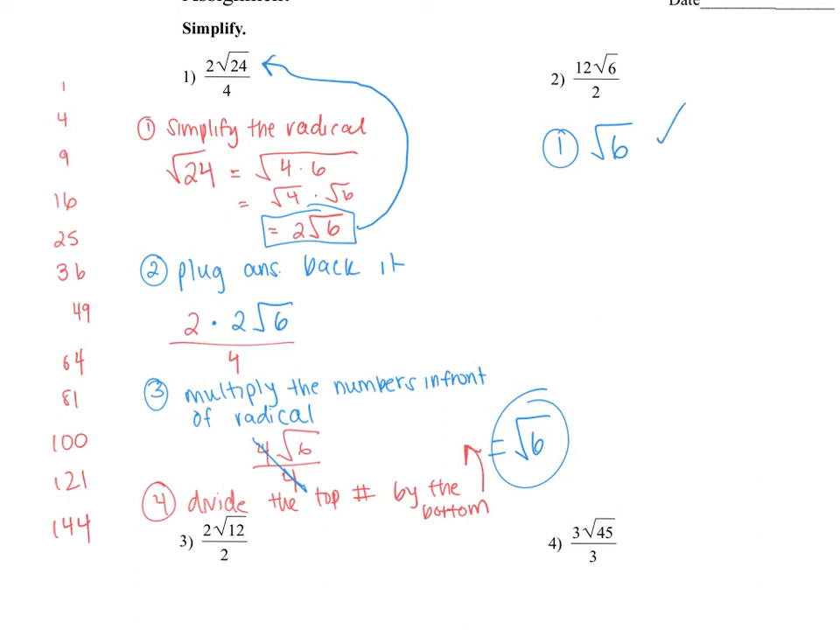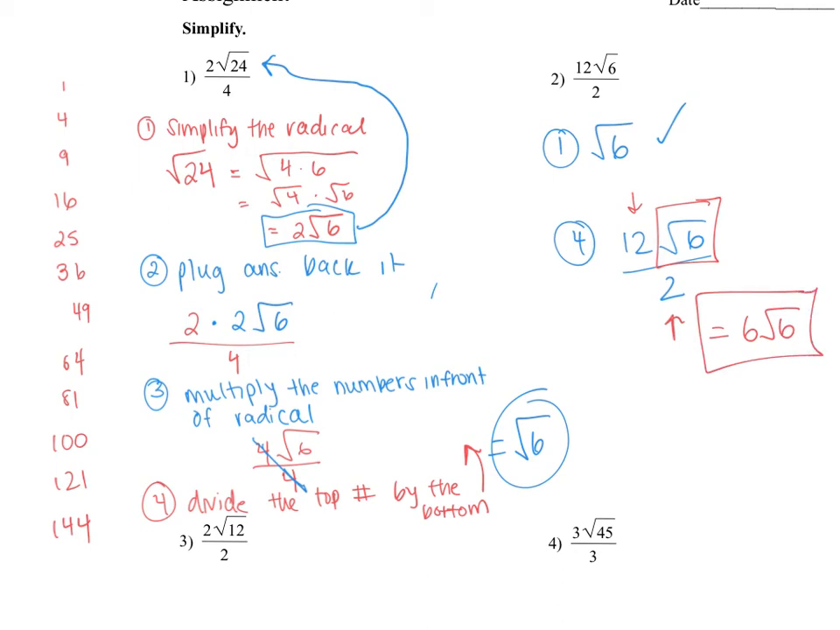So the only thing I could do after that is I'm going to skip step 1 and 2 because we're already there. Then I'm going to skip step 3 because I have nothing else to multiply. So the only thing I need to do in this case is step 4. And that's just to divide the top number by the bottom number. So 12 divided by 2, which gives me 6. Okay, so I'm going to write that over here. And then you can't forget to add along the square root of 6 here. All right? So that's how we're going to do those.